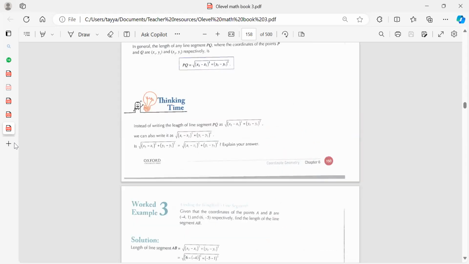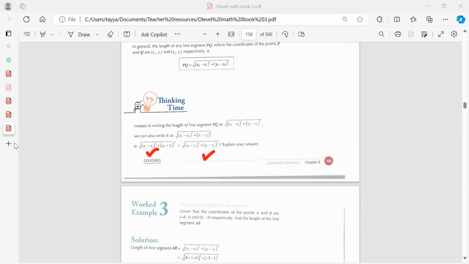So this formula is here. Instead of writing the length of line segment PQ as this, we can also write it in this form. Okay, so this is the formula. Here they are mentioning that this formula and this formula are both the same, x2 minus x1 square plus y2 minus y1 square, because they have the squares. That's why their answers are the same.